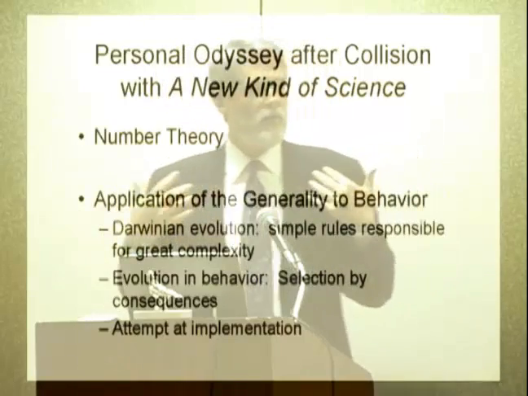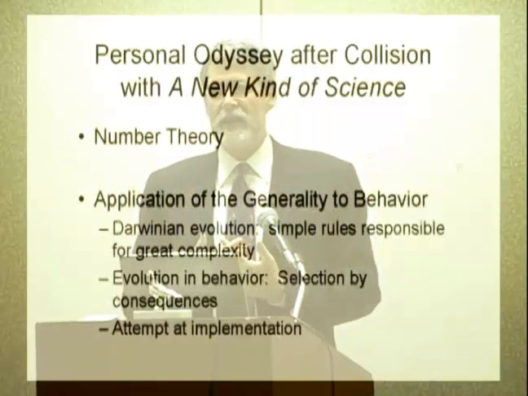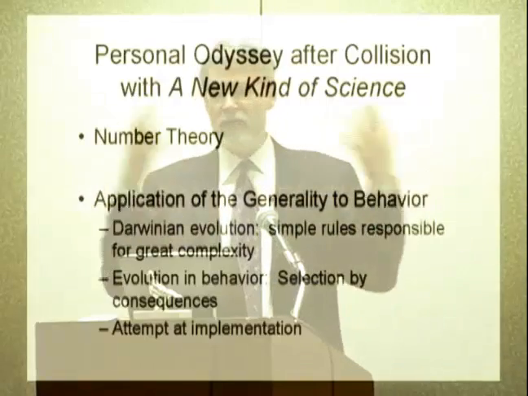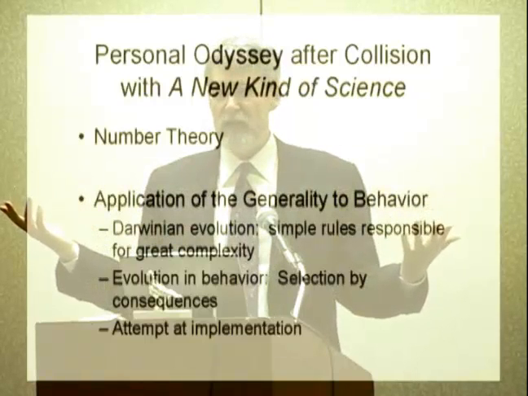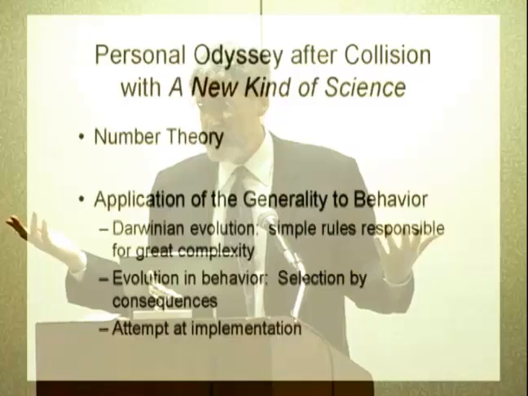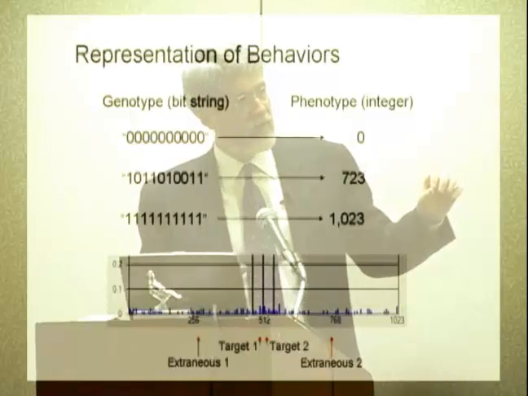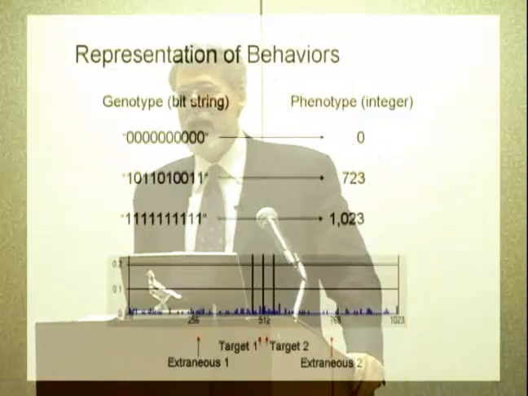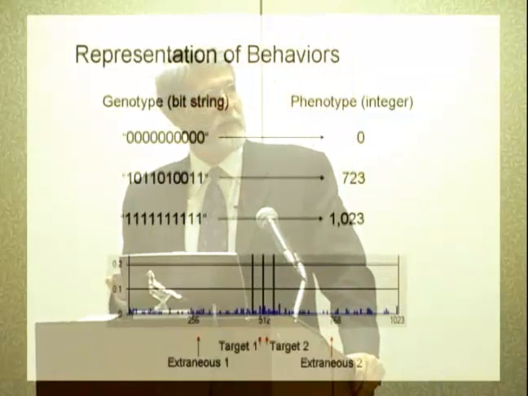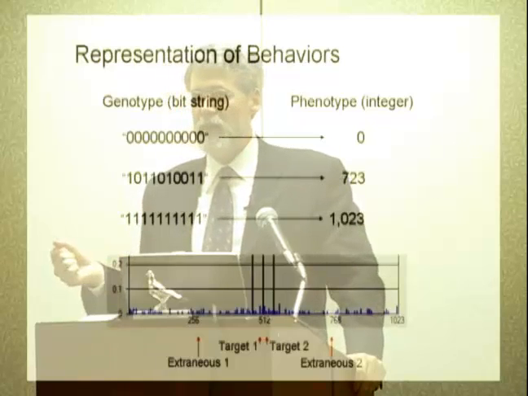So I thought, couldn't you actually implement rules like this and see if, emerging from the operation of these rules, you could get features of behavior that were like the behavior of live organisms? And so, that's what I decided to do. I decided to try to implement this. In order to implement something like this, you've got to represent behavior somehow. And here's how I represented behaviors. I said each behavior was an integer. And each integer had a base 2 representation, a bit string that represented it. That's my basic representation of behaviors.